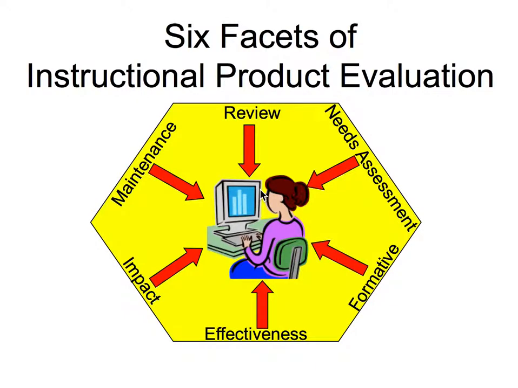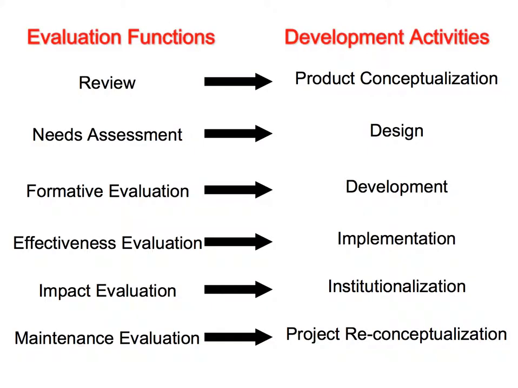Okay, the purpose of this talk is to talk about the 6 facets of instructional product evaluation. Those facets are review, needs assessment, formative evaluation, effectiveness evaluation, impact evaluation, and maintenance evaluation. These 6 aspects of evaluation align to the traditional instructional design and development process, going from product conceptualization through design, development, implementation, institutionalization, and project reconceptualization. So each one of these evaluation functions aligns to a part of the design and development process.